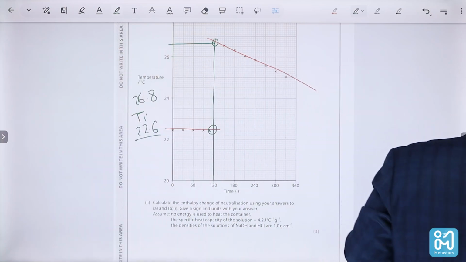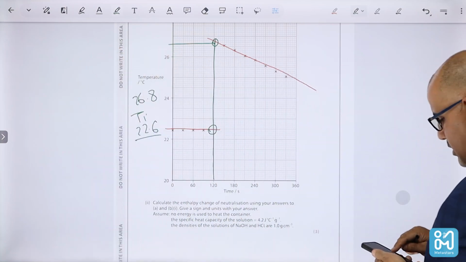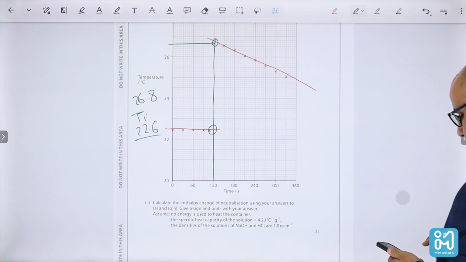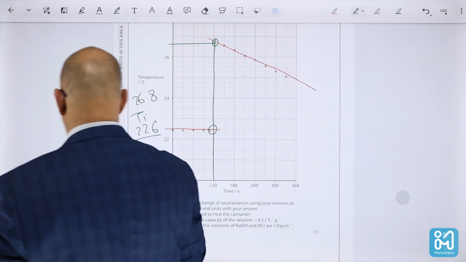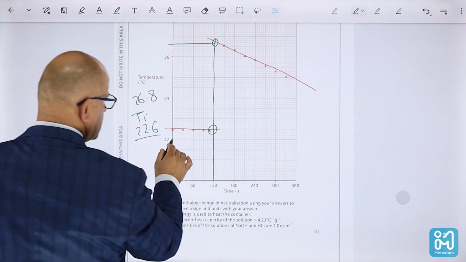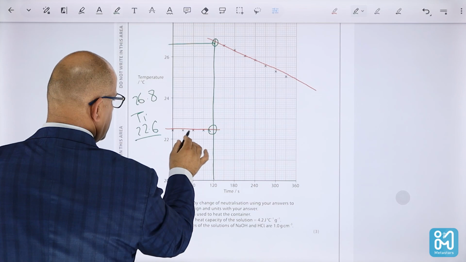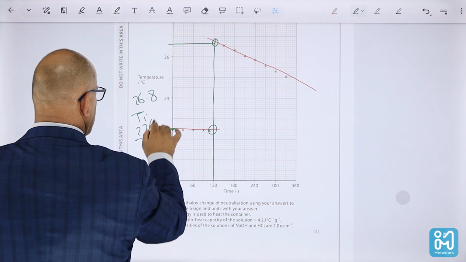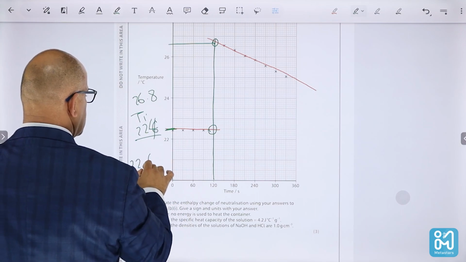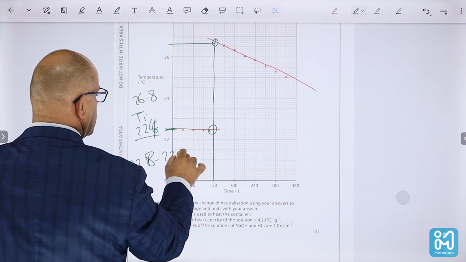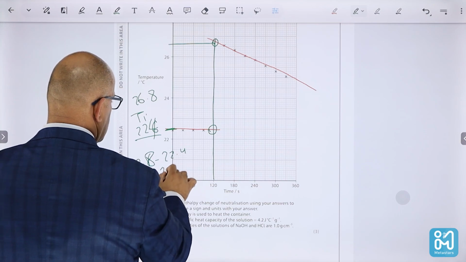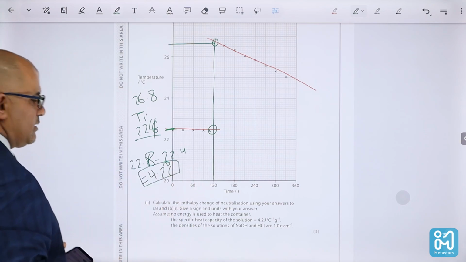So you can find the answer with the calculator. It is 26.8 minus 22, sorry, it's 22.4, not 22.6. So it's 26.8 minus 22.4. That equals 4.4 Celsius. Okay, that's how you can substitute.